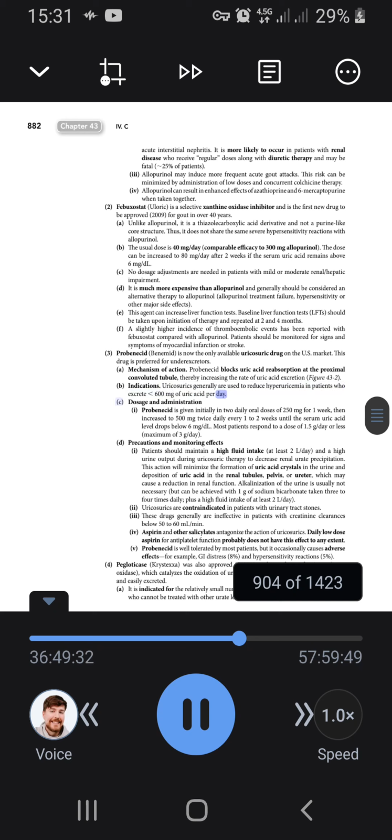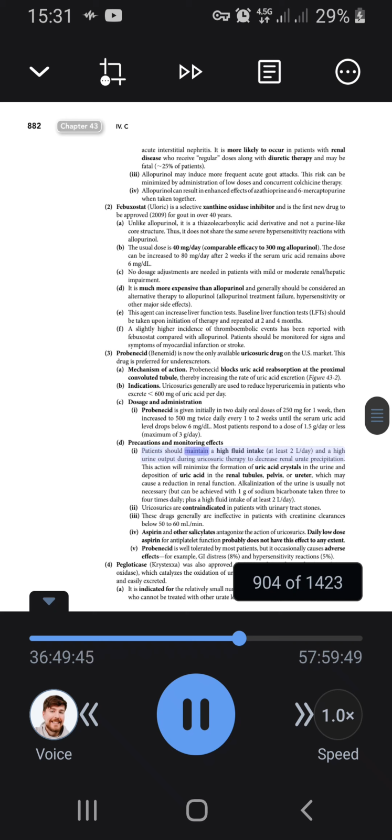C. Dosage and administration. Probenecid is given initially in 2 daily oral doses of 250 mg for 1 week, then increased to 500 mg twice daily every 1 to 2 weeks until the serum uric acid level drops below 6 mg/dL. Most patients respond to a dose of 1.5 grams/day or less, maximum of 3 grams/day. D. Precautions and monitoring effects.